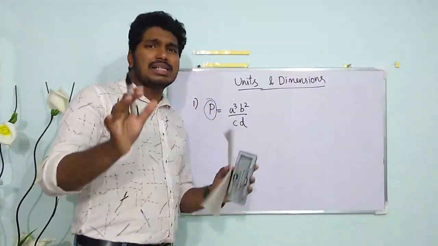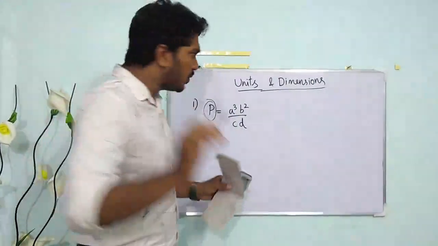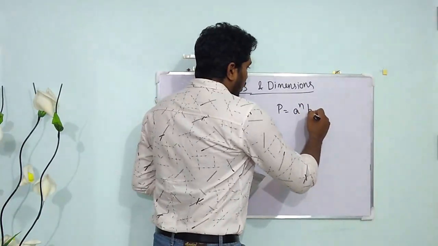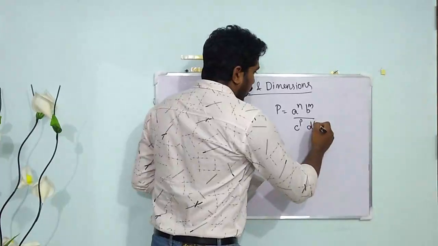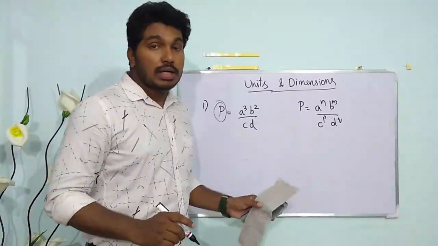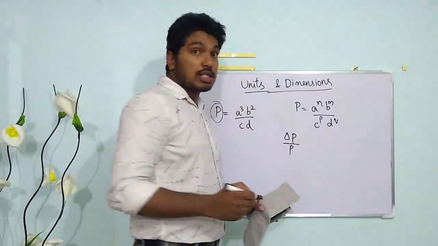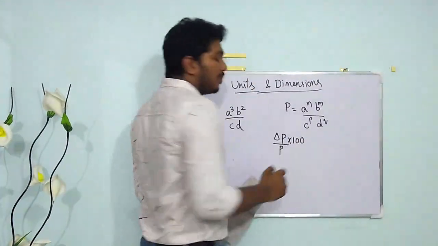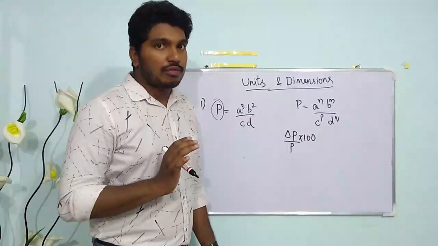So how do you find the percentage error in a given quantity? As a general expression, suppose we have P equal to A raised to N, B raised to M, C raised to P and D raised to Q. Now to find the percentage error of this quantity, delta P by P, which corresponds to the relative error or the fractional error, into 100. Delta P by P into 100 denotes the percentage error of the quantity.